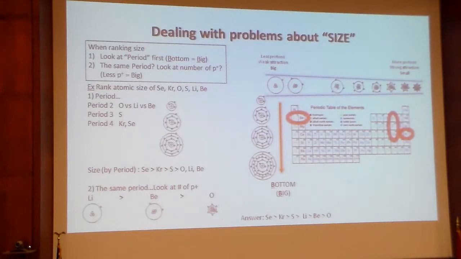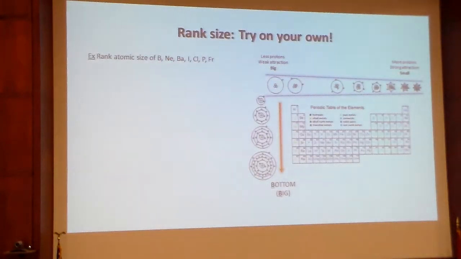Okay? So when we deal with a problem asking you to compare size, you take a look first at the period, where they are. At the bottom is big. For atoms in the same period, we look at the number of protons. So less proton, big or small? Big, right? Less proton, less interaction, is big. Now, let's try. Write it, guys.